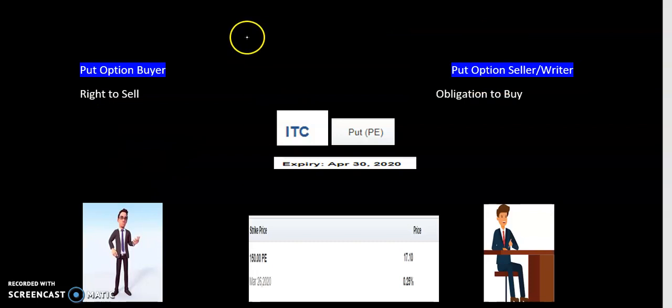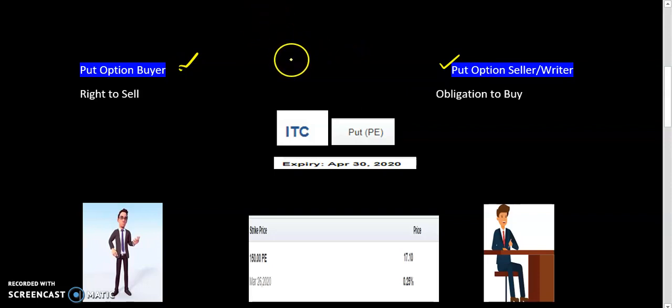In put options contract, there are two parties. One is the put option buyer and the other is the put option seller. Put option buyer has a right to sell the underlying asset at a strike price by a certain date. Put option seller will have obligation to buy if put option buyer exercises his right. Put option buyer pays option premium to put option seller.